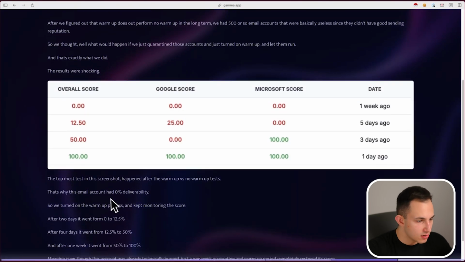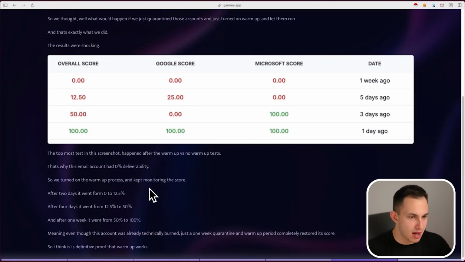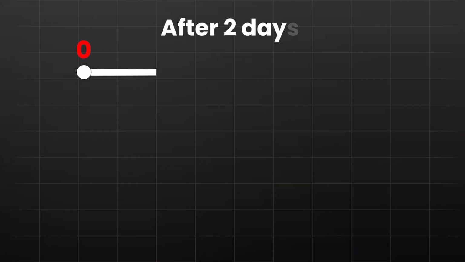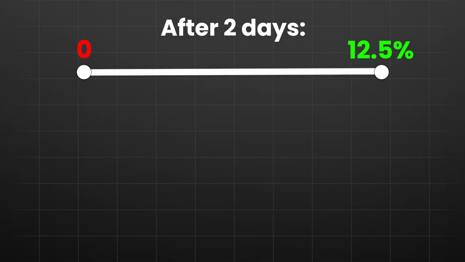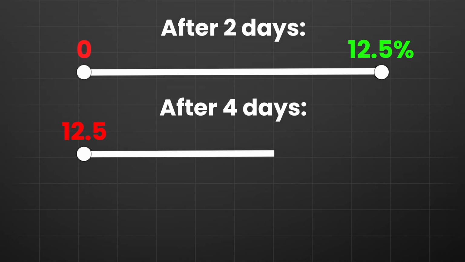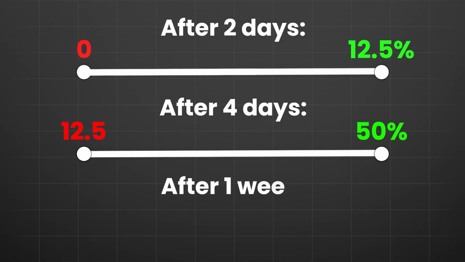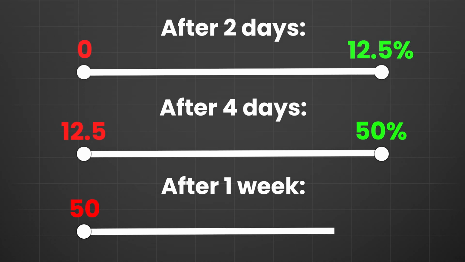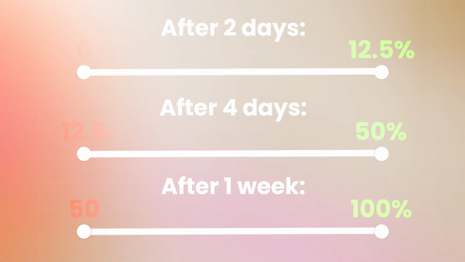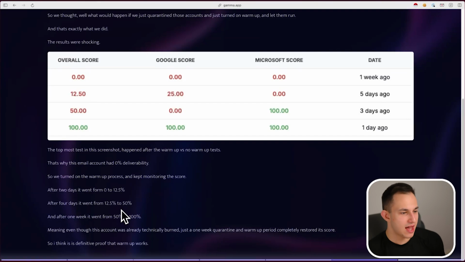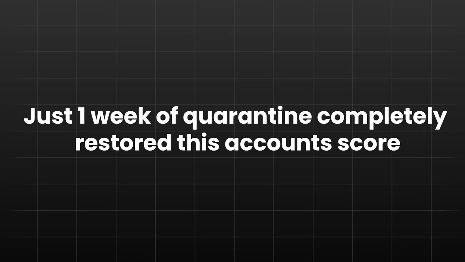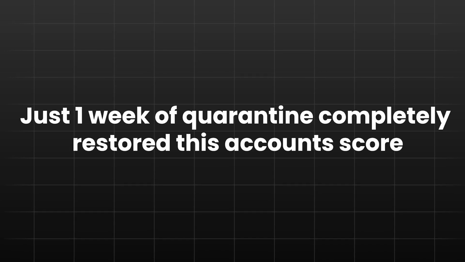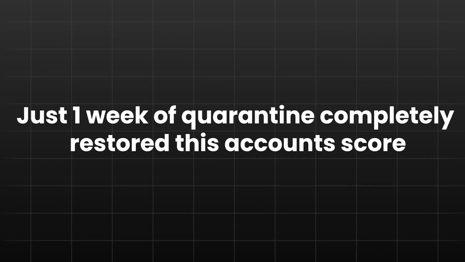And you can see we turned on warm-up and we kept monitoring the score. After 2 days, we went from 0 to 12.5%. After 4 days, we went from 12.5 to 50%. And after just 1 week of sending, we went from 50% to 100% inbox placement, okay? Meaning, even though this account has already technically been burned, just 1 week, not even 2 weeks, just 1 week of quarantine completely restored this account's score.